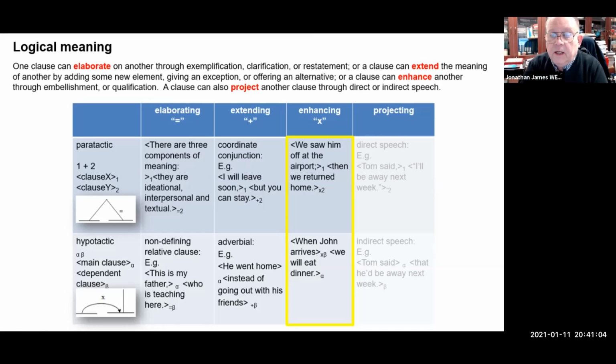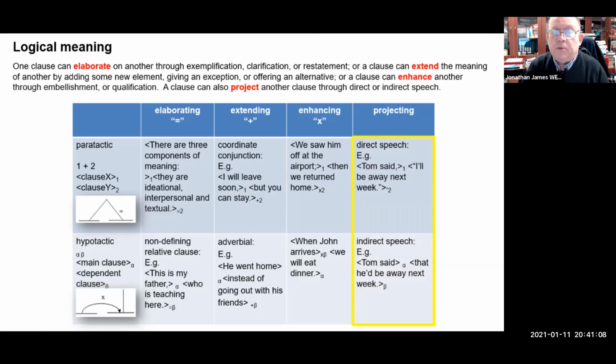Hypotaxis. And finally, projecting. Remember projecting? Remember we talked about that related to a that clause? Tom said, comma, and then in quotes, I'll be away next week. That's direct speech, right? You've heard of that. That's parataxis. Indirect speech is Tom said that he'd be away next week. That's hypotaxis.